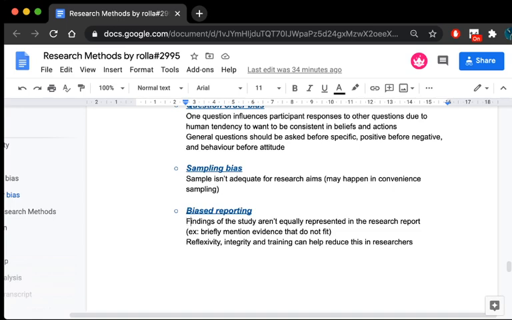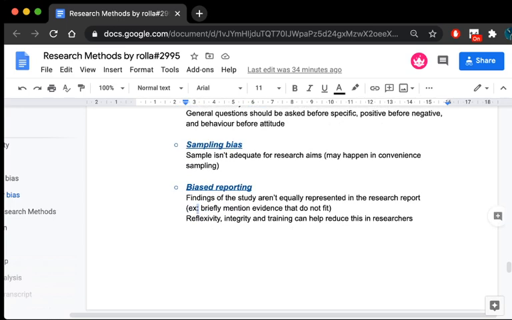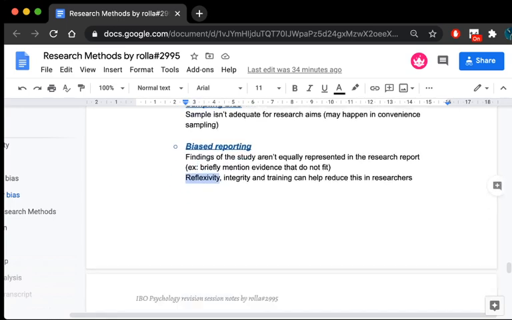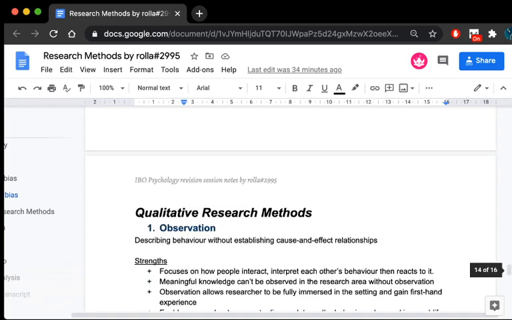You do mention the negative, or the things that might falsify the outcome that you want, but you only briefly cover it, maybe in just one paragraph, and the rest of the paragraphs are all about supporting what you want to talk about. That would be bias reporting. So reflexivity, integrity, and training can help reduce this tendency to be biased.